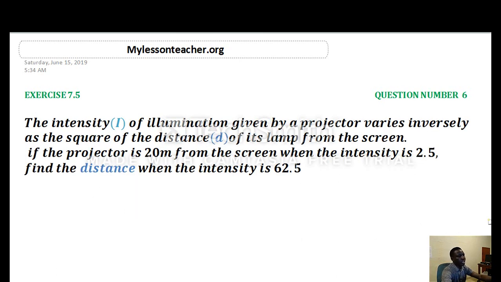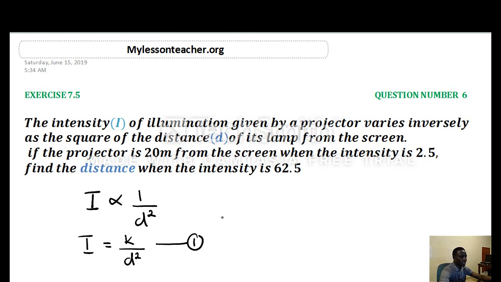Question 6 says the intensity I of illumination given by a projector varies inversely as the square of the distance. So representing that in variation, we said I is inversely proportional to d squared. As an equation, we said I is equal to k divided by d squared. Call this equation 1.